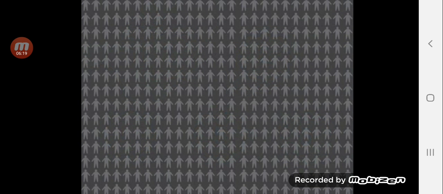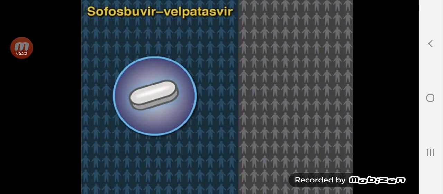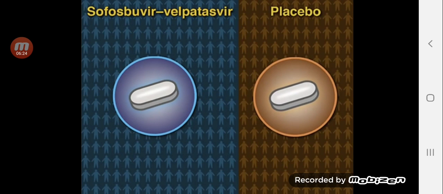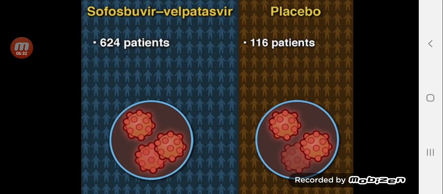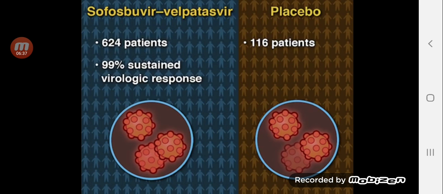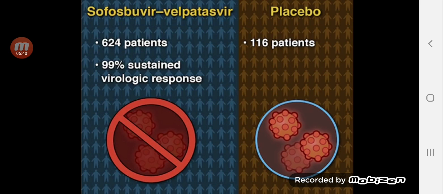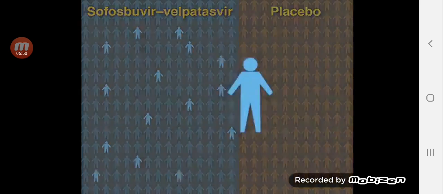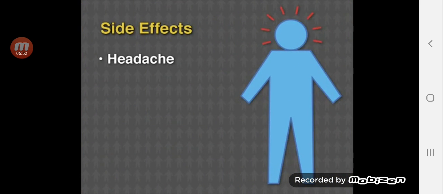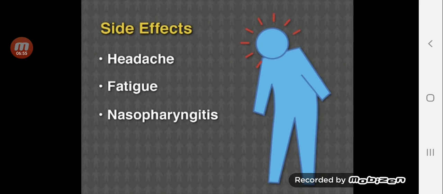Study participants received one tablet daily containing either Sofosbuvir and Ledipasvir or placebo for 12 weeks. The primary endpoint was a sustained virologic response 12 weeks after the end of therapy. Of the 624 patients who received Sofosbuvir Ledipasvir, 99% had a sustained virologic response. None of the patients given placebo had a sustained virologic response. 15 patients who received Sofosbuvir Ledipasvir had serious adverse events. The most common adverse events were headache, fatigue, nasopharyngitis, and nausea.